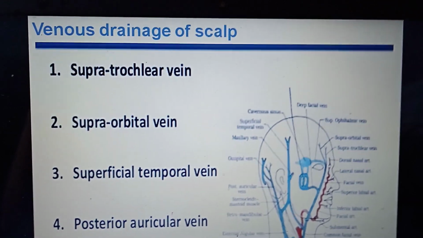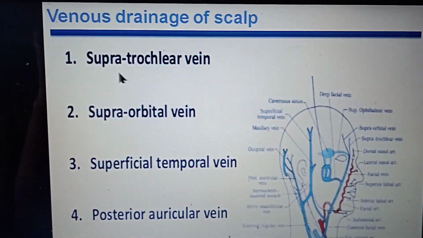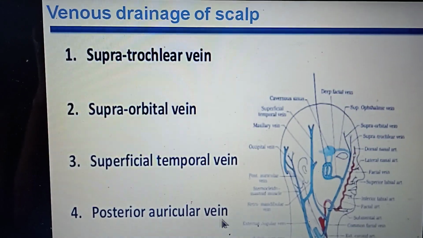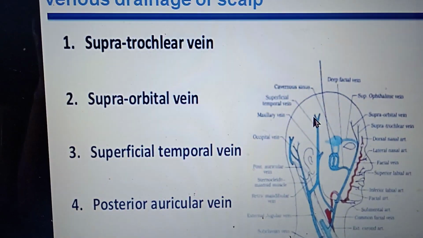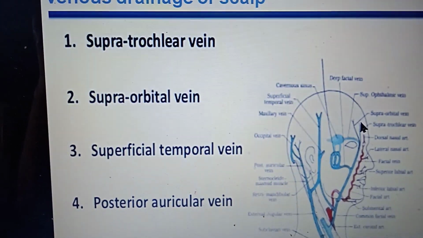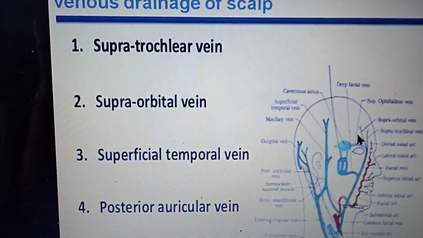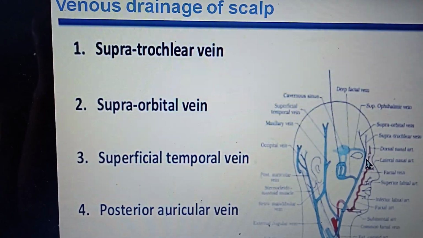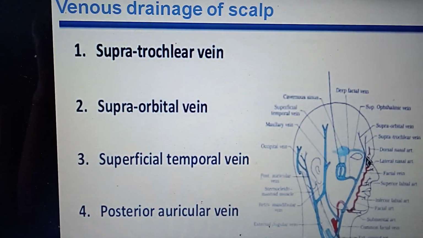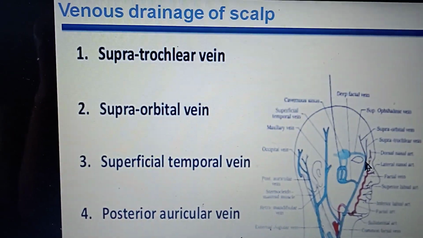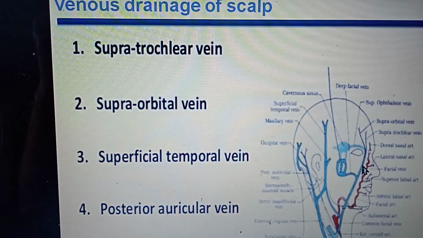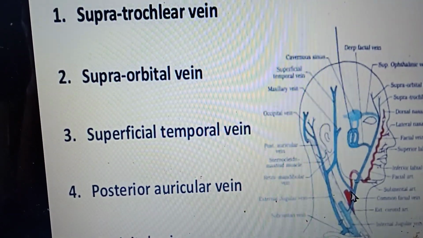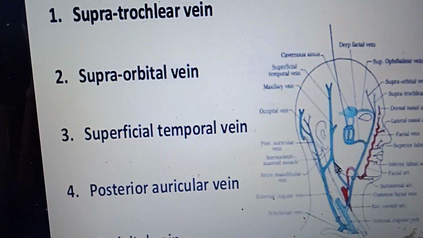Now coming to venous drainage of a scalp, the same as that of arterial supply: supratrochlear vein, supraorbital vein, superficial temporal, and posterior auricular vein. This one is supratrochlear on the medial side, lateral side supraorbital. These two veins are the tributaries of angular vein, which is the terminal branch of the facial vein. So both will drain into the facial vein, and now this facial vein joins with the anterior division of retromandibular vein.